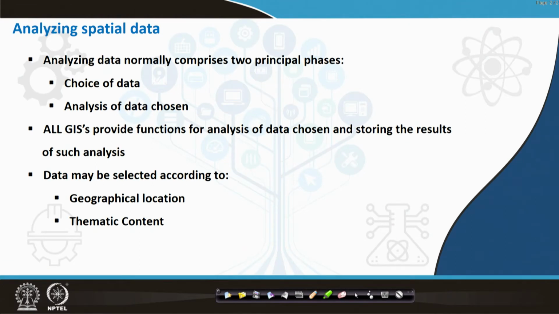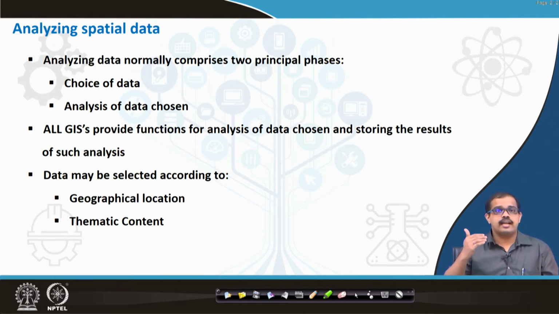Now, the first thing is analyzing spatial data. When we have to analyze spatial data, normally it is done in two phases. One is a choice of data and then analysis of the data chosen. I have spoken a lot about the choice of data, what kind of data has to be acquired, how it has to be acquired. In my last class, I even spoke about remote sensing. So, you have a different choice of data, the way the data has to be collected, considered, and brought into the system is completely dependent on the user.